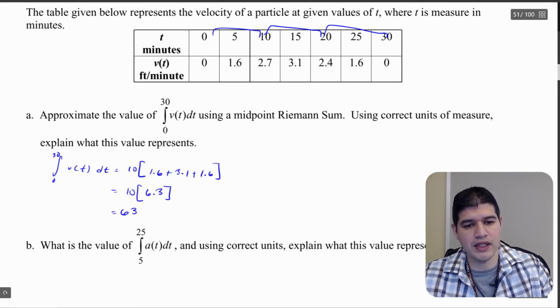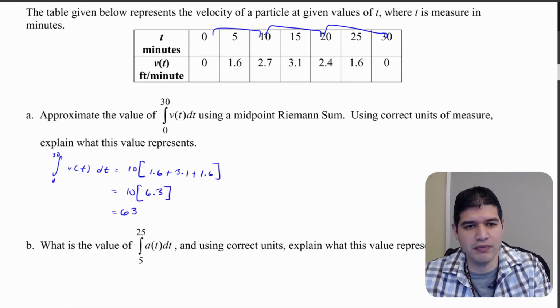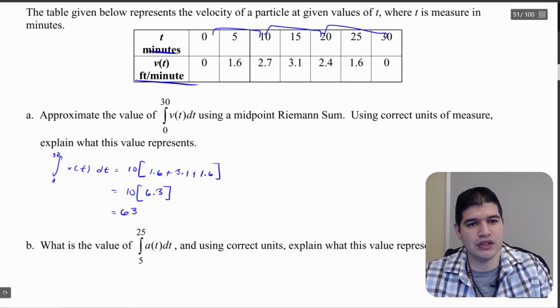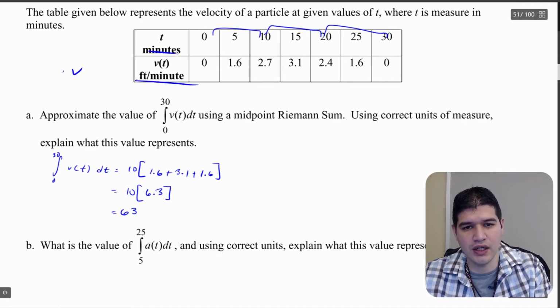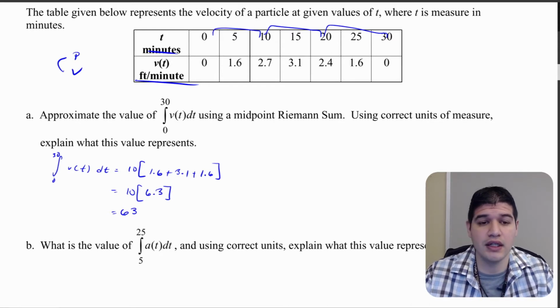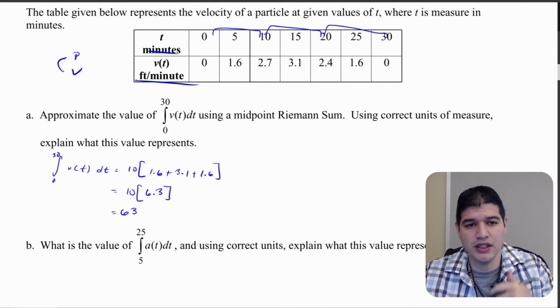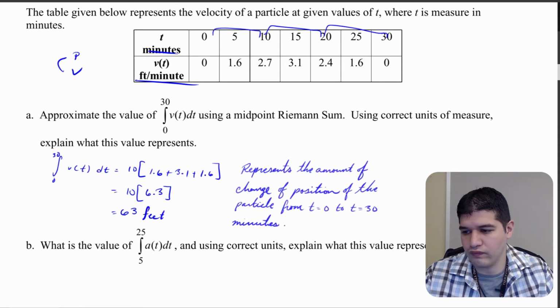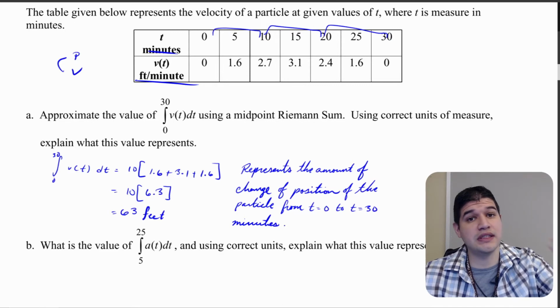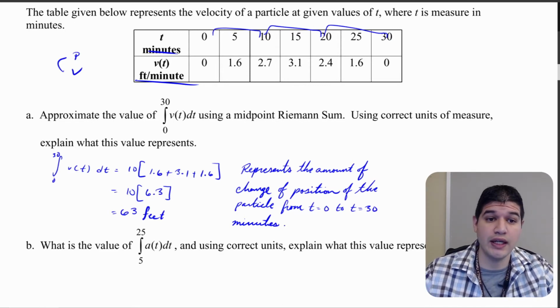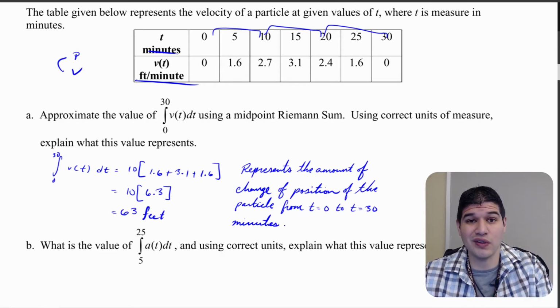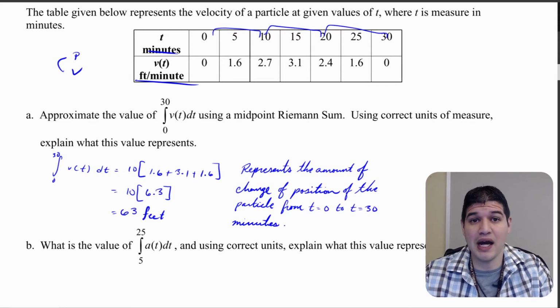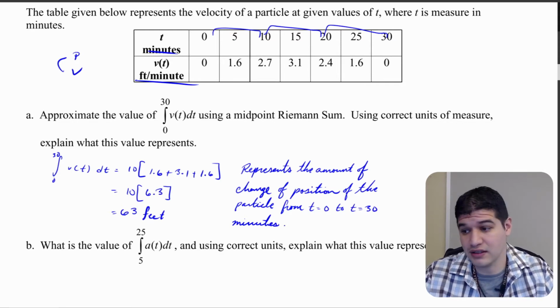All right, so I'm going to end up with 63. So let's look at what our units are. We have minutes here and feet per minute. Since we're going up from velocity, we're going up to position because we're taking the integral here. So since we know that this is position, we're only going to be left with feet. We know that from t equals 0 to t equals 30, this particle has changed position by an amount of 63 feet.